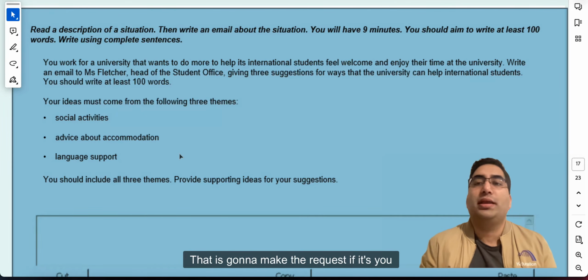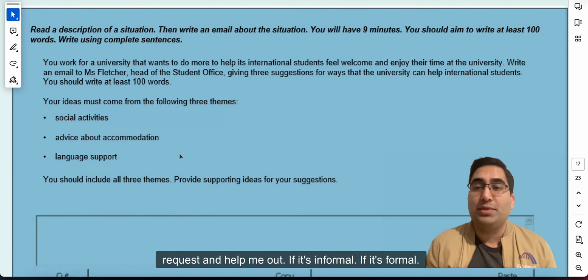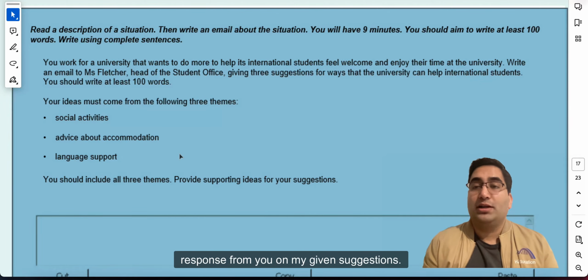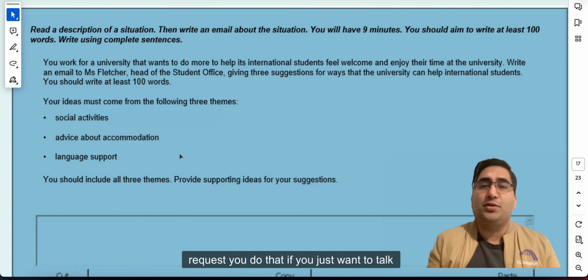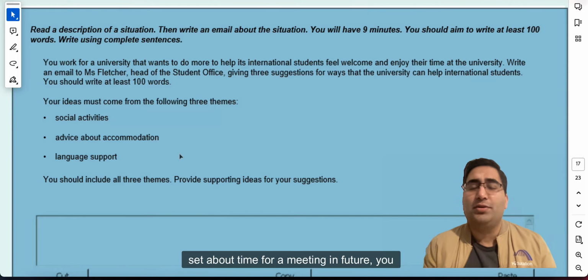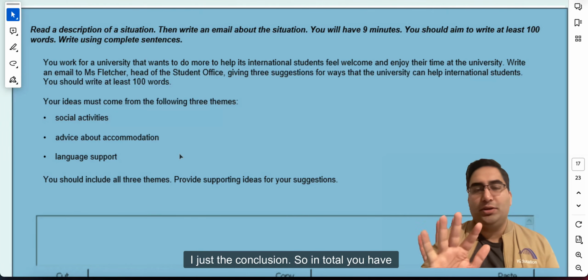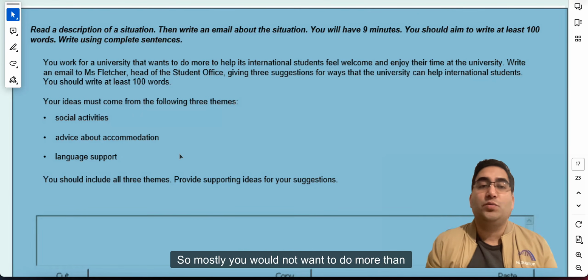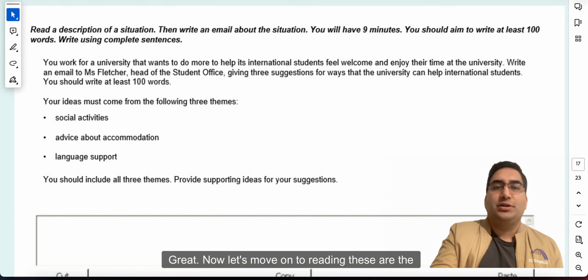That is going to make the request. If it's informal, it's like, hey, I hope you can figure out my request and help me out. If it's formal, it's going to be with the hopes of a positive response from you on my given suggestions. Please let me know the next steps. If it's a request, you do that. If you just want to talk, set up a time for a meeting in future, you do all those things in the ending paragraph, which is the conclusion. So in total, you have 5 paragraphs here. Remember, it's 100 words. So mostly, you would not want to do more than 1 to 2 sentences per paragraph. Okay? Great. Now, let's move on to reading.